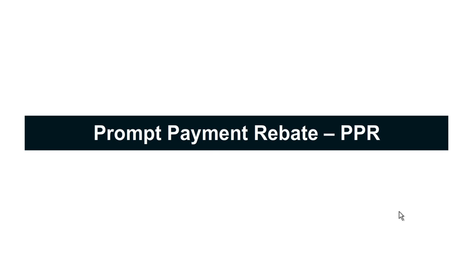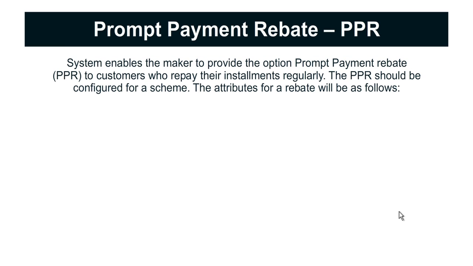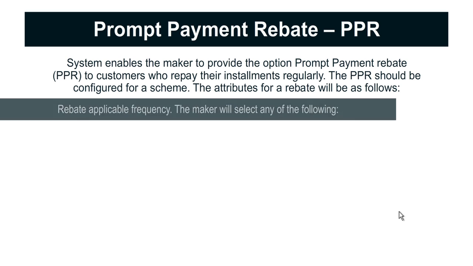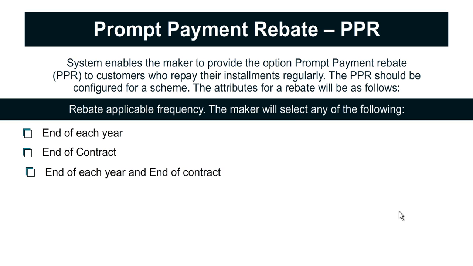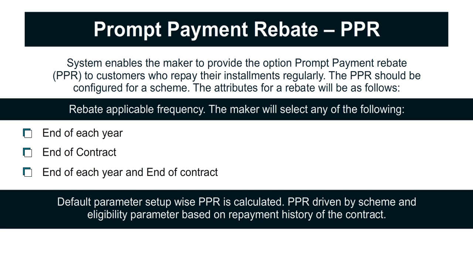Prompt Payment Rebate (PPR). System enables the maker to provide the option Prompt Payment Rebate to customers who repay their installments regularly. The PPR should be configured for a scheme. The attributes for a rebate will be as follows. Rebate applicable frequency: the maker will select any of the following: end of each year, end of contract. Default parameter setup wise PPR is calculated. PPR driven by scheme and eligibility parameter based on repayment history of the contract.